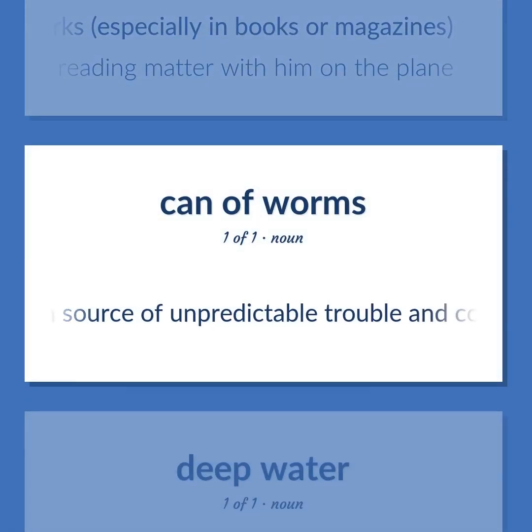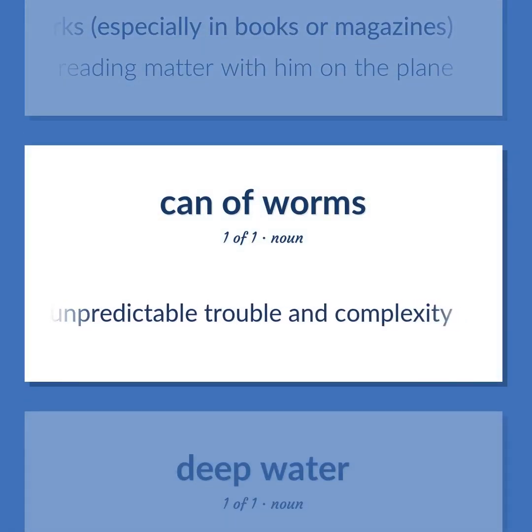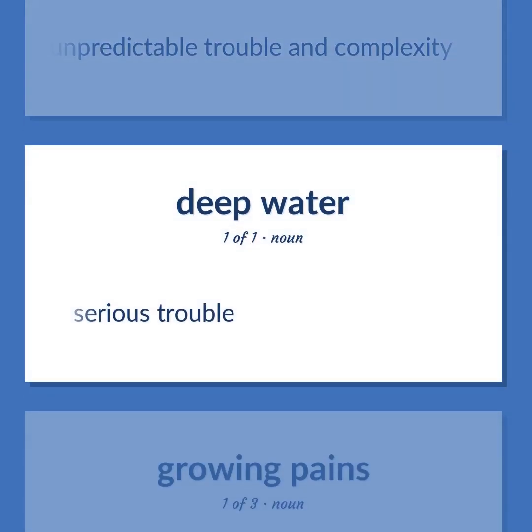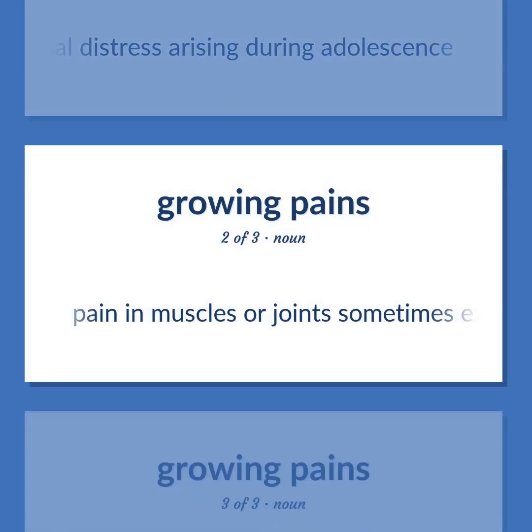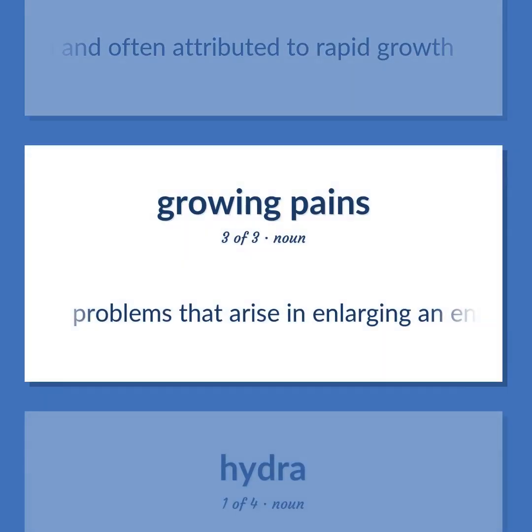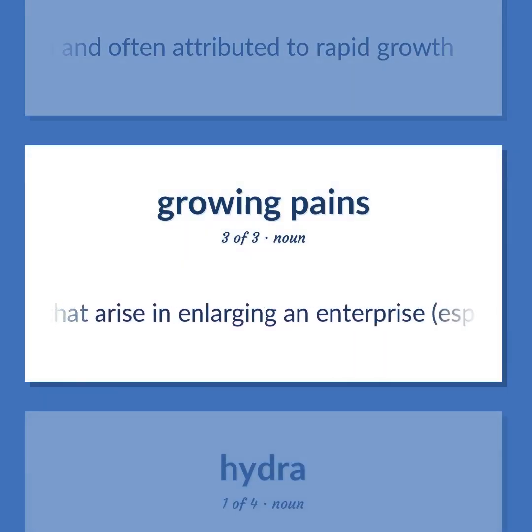A source of unpredictable trouble and complexity. Serious trouble. Emotional distress arising during adolescence. Pain in muscles or joints sometimes experienced by children and often attributed to rapid growth. Problems that arise in enlarging an enterprise, especially in the early stages.